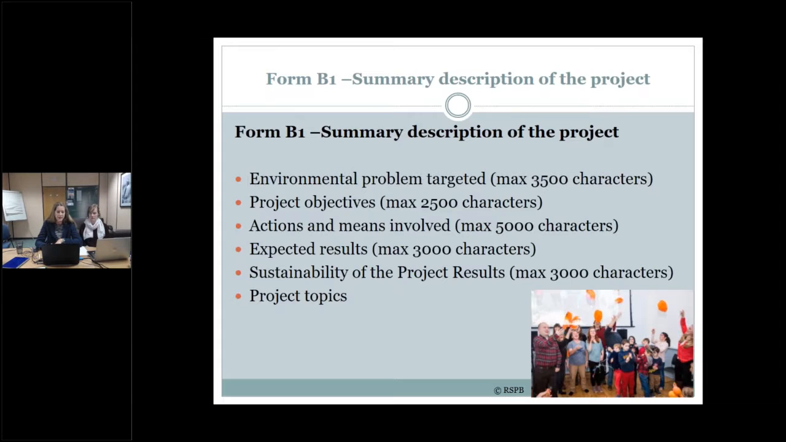So I've already mentioned the project objectives. Under action and means involved, you have 5,000 characters, and you need to list what actions and means will be utilized to counteract the cause and achieve the impact and objectives. Please list the main actions and explain how, what, and where will be done during the project in order to reach project objectives. If the project success depends on involvement of stakeholders, please identify them in this section and clarify how they will be involved.